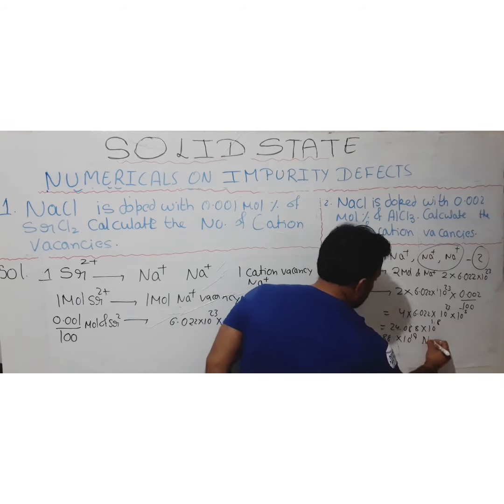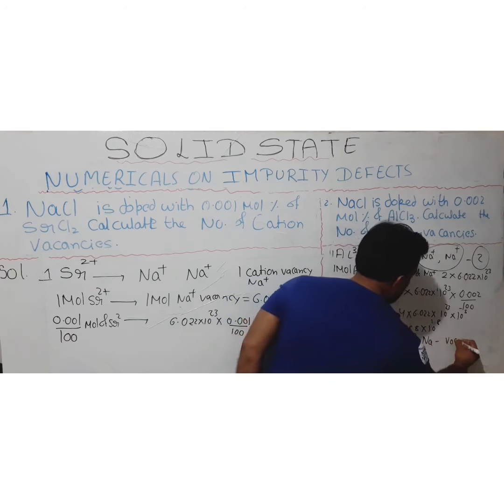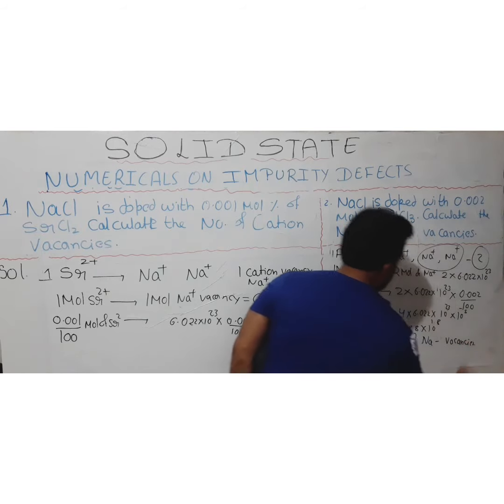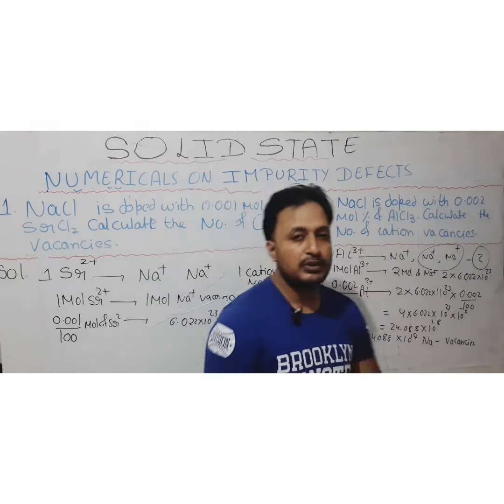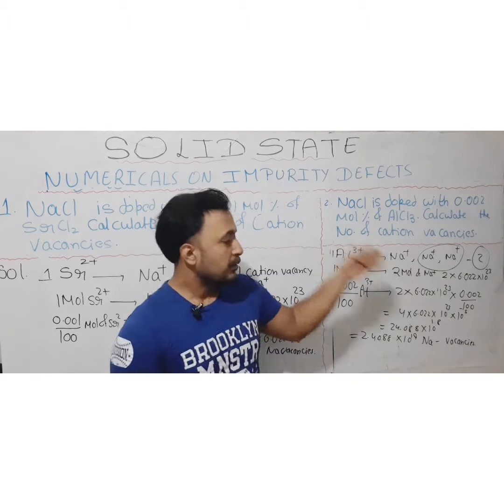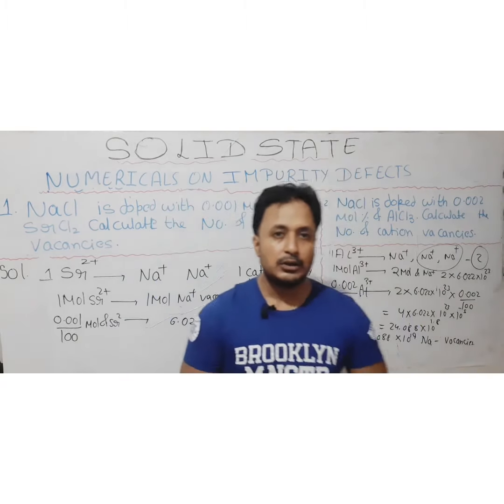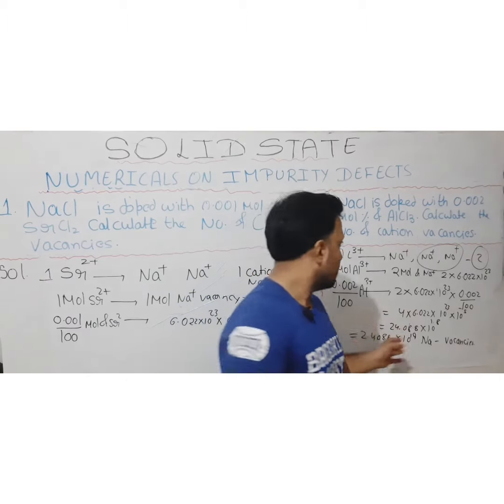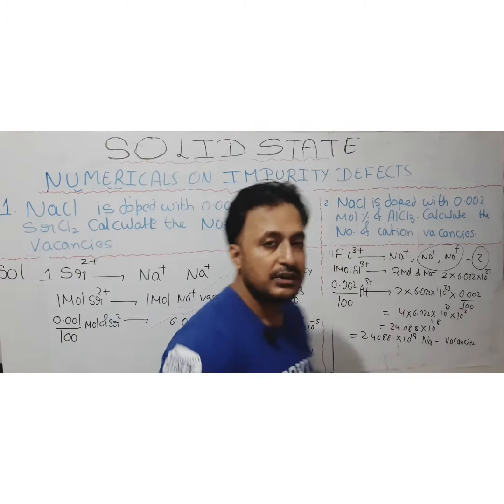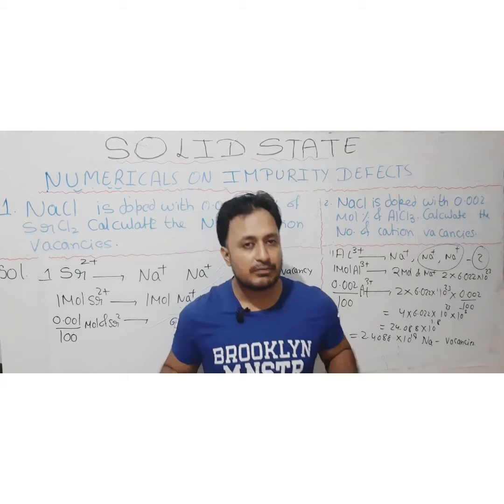So this much number of sodium vacancies are going to be created when this much mole percentage of the aluminium chloride is introduced in the solid. So that is how you have to solve this kind of question. So the numericals of different types which can come from this chapter, we have already finished.